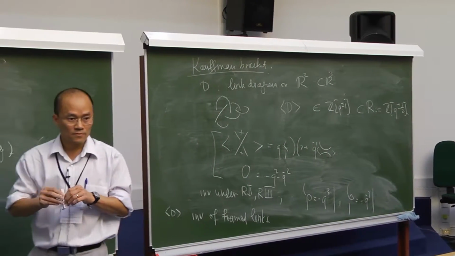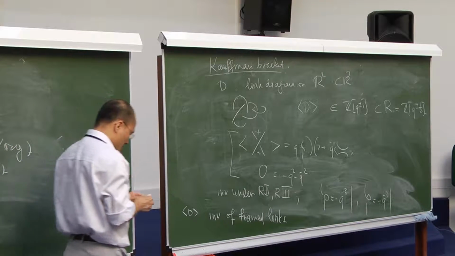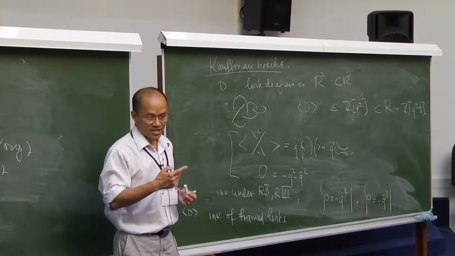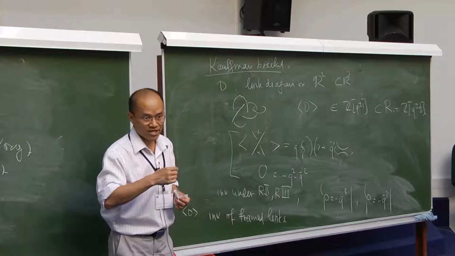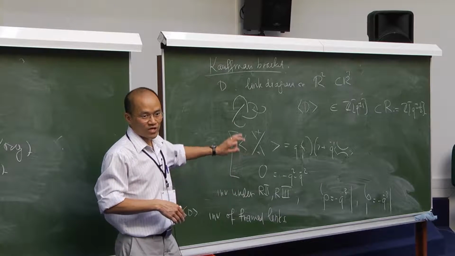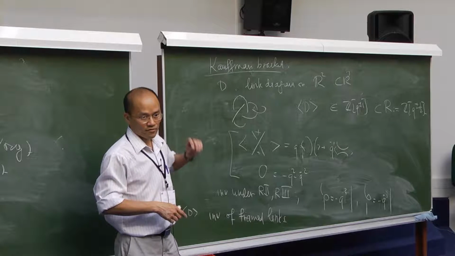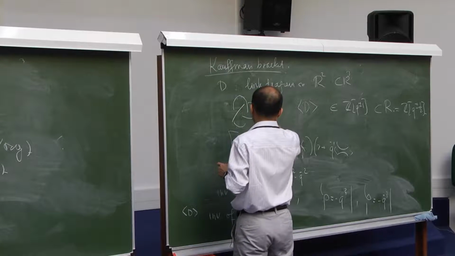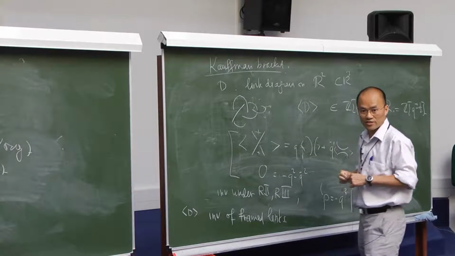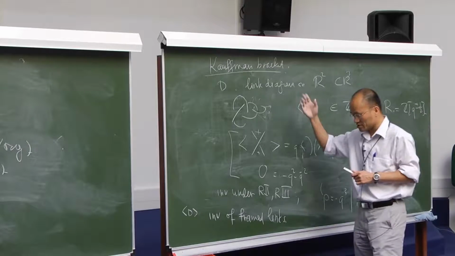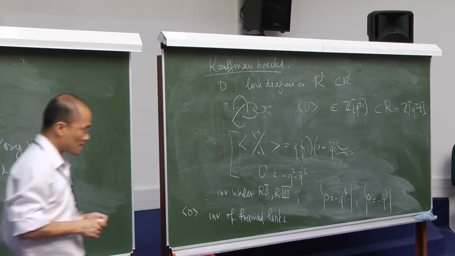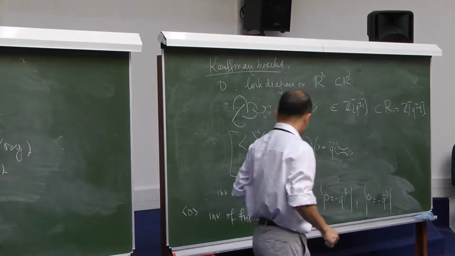What is a framed link? A framed link is a link equipped with a normal vector field. Normal means that you have a vector field which is not tangent to the knot or to the link at any point. As usual, we consider everything up to isotopy. So we have a vector field at every point here. That's the framing. Normal here is just not tangent to the link or to the knot at that point. Okay, so that is the Kauffman bracket.